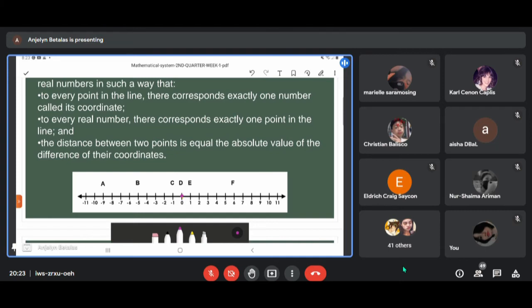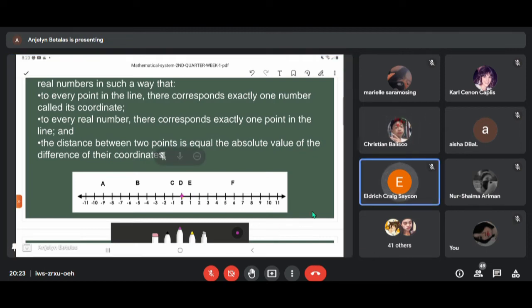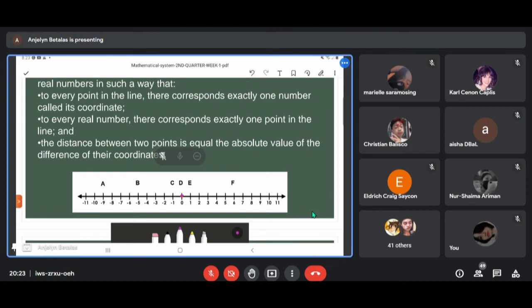How about point F? It corresponds to six. Okay. Now the next part: to every real number there corresponds exactly one point in the line. So, negative 9 corresponds to which point? A. Okay, correct. The distance between two points is equal to the absolute value of the difference of their coordinates.